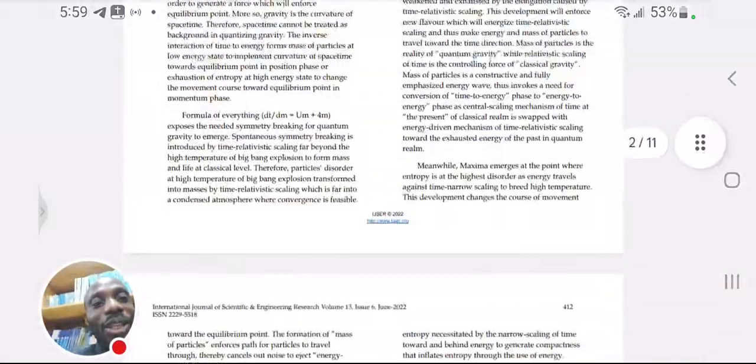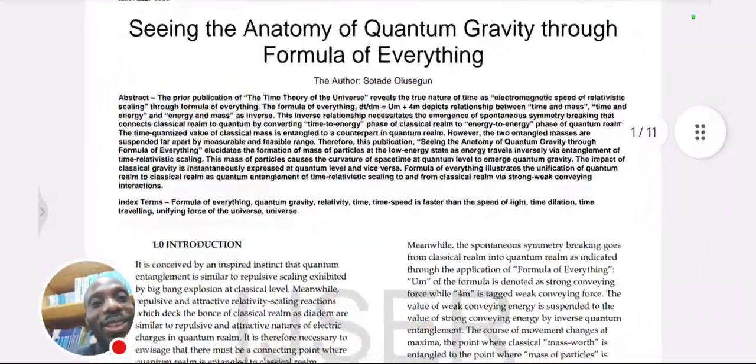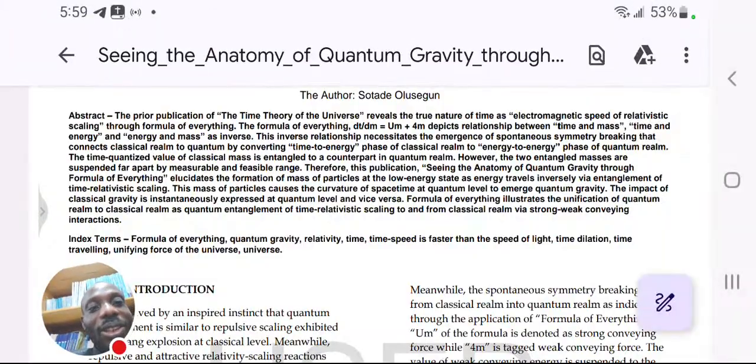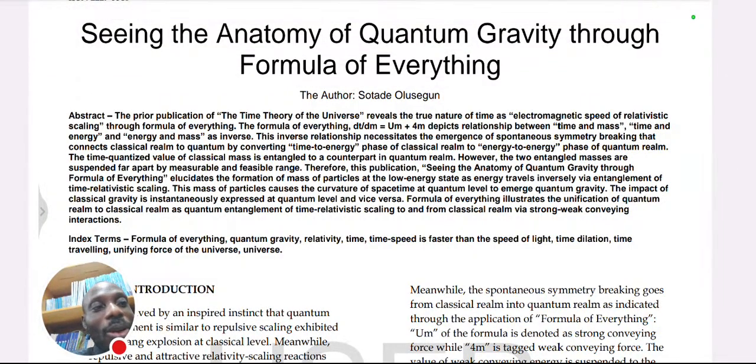So I'll quickly increase that for us to see. Okay, so now this is the second research publication, Seeing the Anatomy of Quantum Gravity through Formula of Everything. The author is Shota de Olusegun. So the abstract: the prior publication of the time theory of the universe reveals the true nature of time as electromagnetic speed of relativistic scaling through formula of everything.